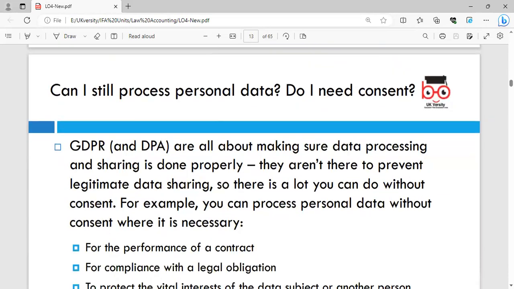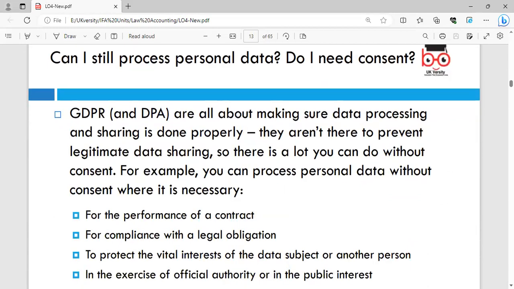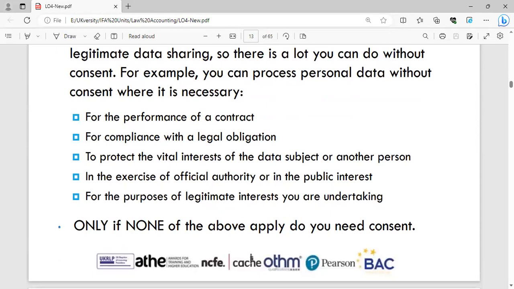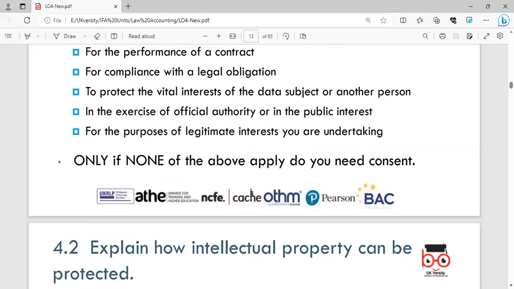Can I still process the personal data? Do I need consent? Yes, you have to look around the consent of the clients. But the wider interest of the public is the most important. You have to process for performance of a contract, for legal compliance, and to protect the wider interest, yes, the interest of the data subject and other persons, outside official authority, in the public interest, and so on.